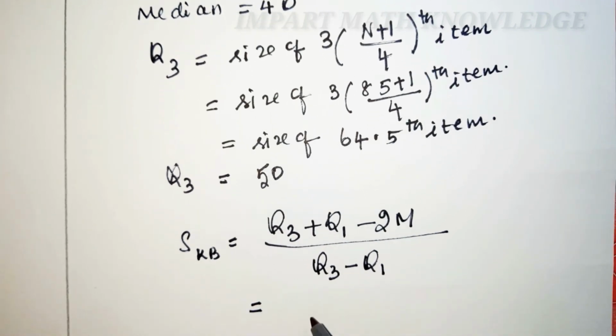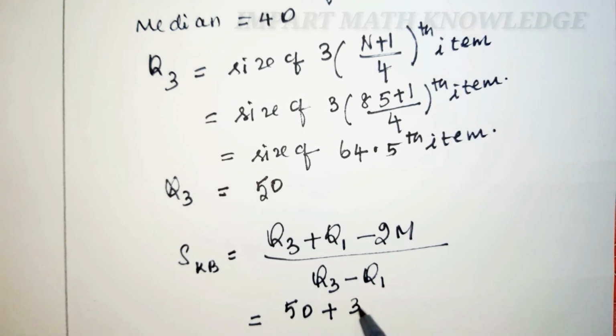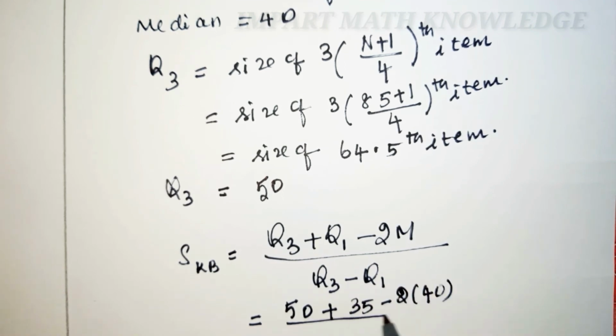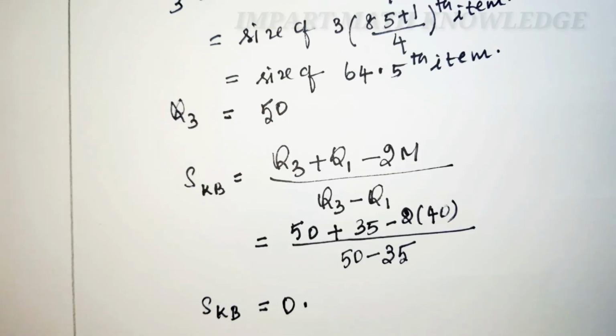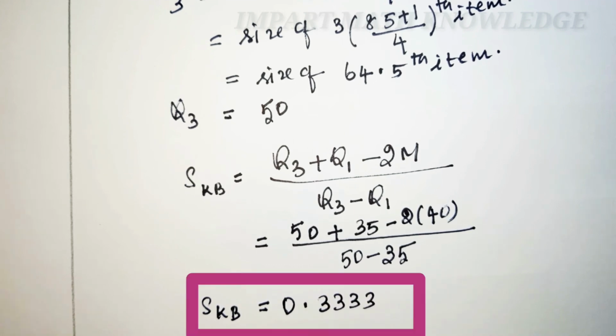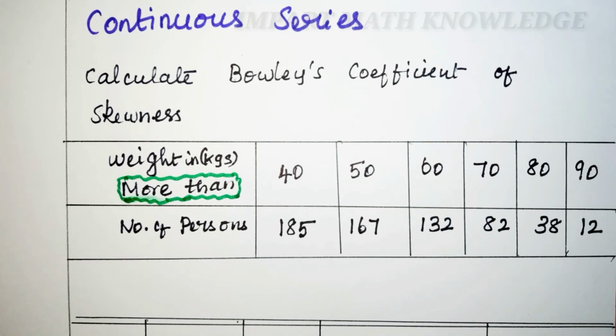This is equal to (50 + 35 - 2 × 40) divided by (50 - 35). Simplifying this, we get 0.3333. Bowley's coefficient of skewness for this particular problem is 0.3333. Next one, continuous series.